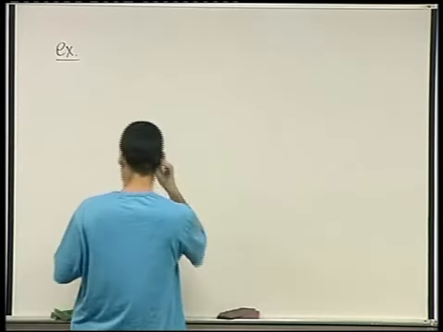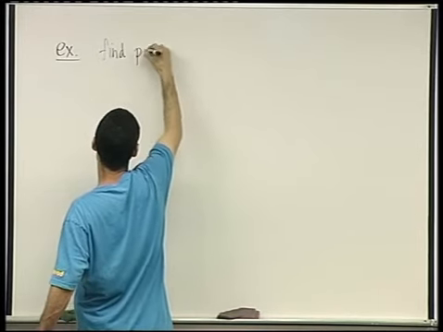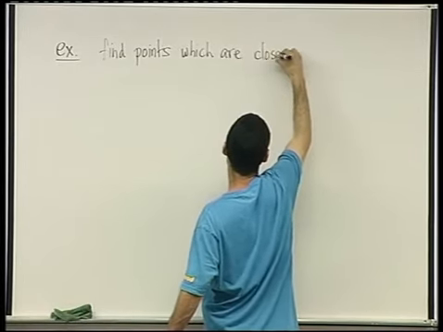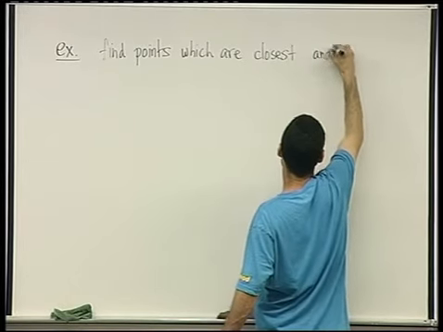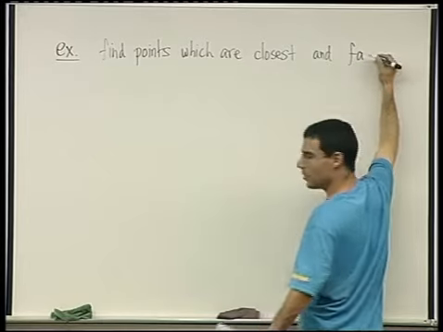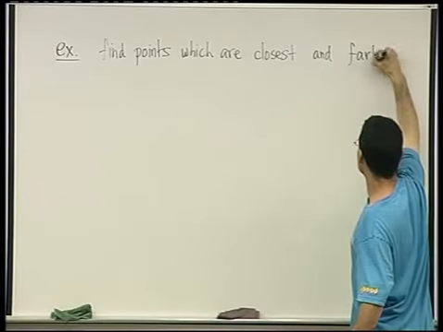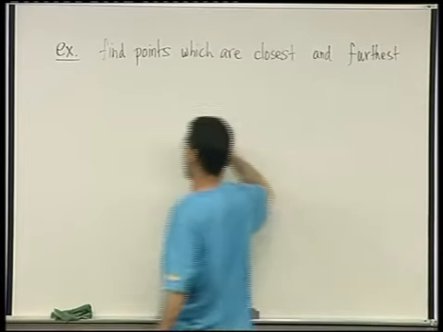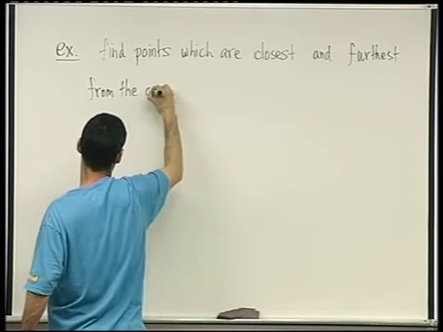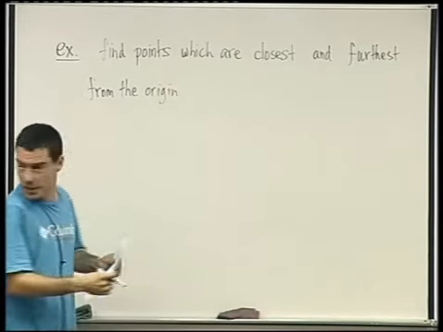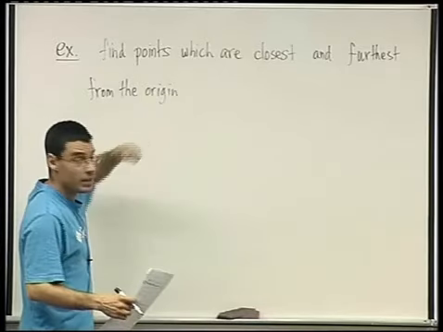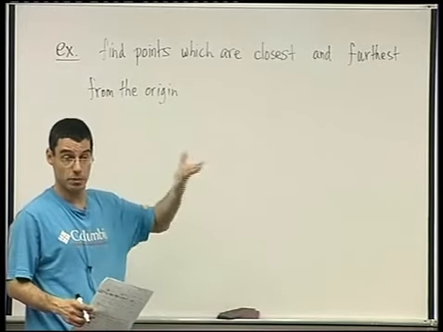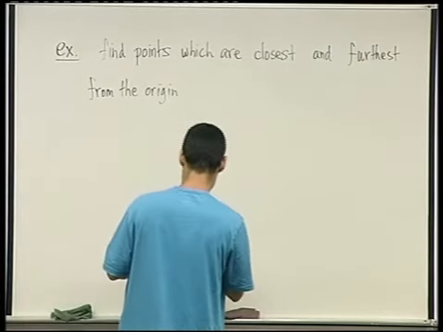Okay? So example, find points which are closest and farthest. Do you say farthest or furthest? Like this? Is this right? From the origin. So we did something similar. Finding a point that's far or close to the origin, we do it by taking the function f of x equals x squared plus y squared plus z squared and maximizing or minimizing it, just like we did for that ellipsoid. Remember we did that? Okay. So that's the function you're going to use.